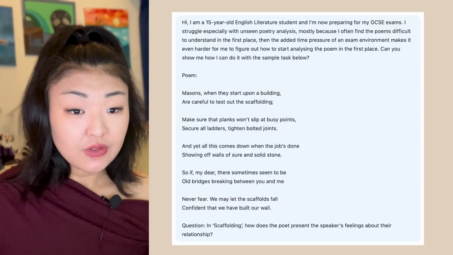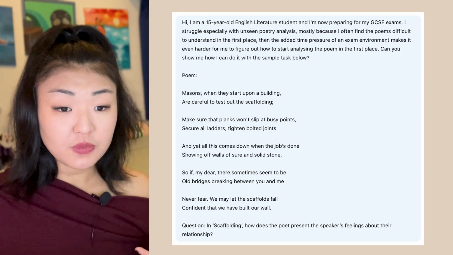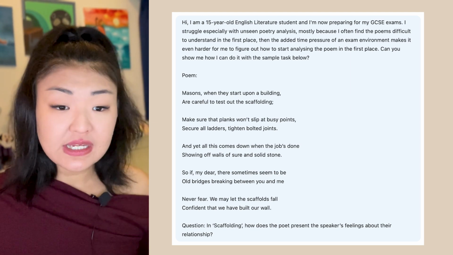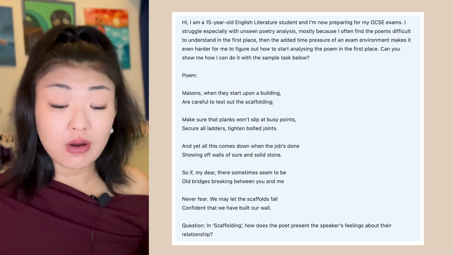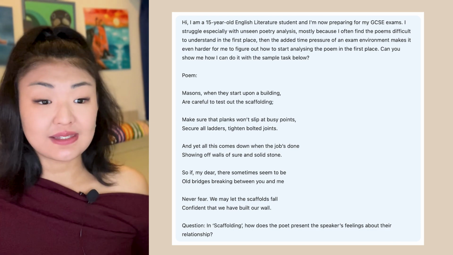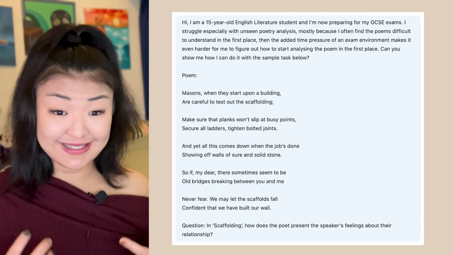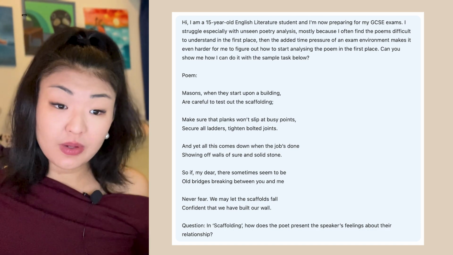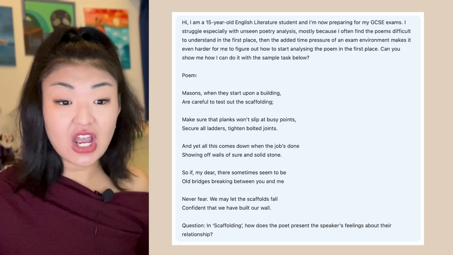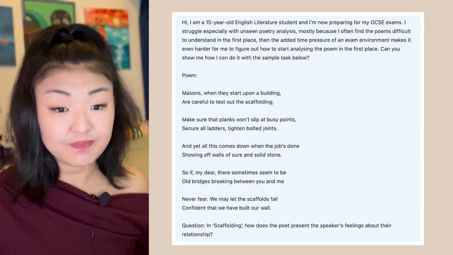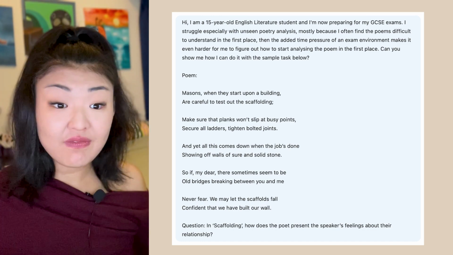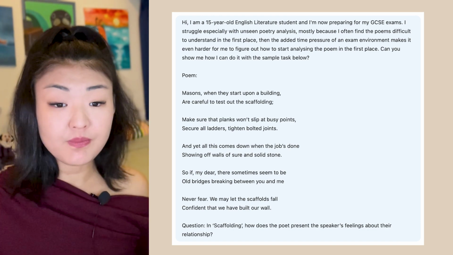Okay, so you notice that I've started my prompt by giving the AI some context, right? So I say, hi, I'm a 15-year-old English Lit student and I'm now preparing for my GCSE exams. I struggle especially with unseen poetry analysis, mostly because I find the poems difficult to understand in the first place, and then the added time pressure of an exam environment makes it even harder for me to figure out how to start analysing the poem in the first place. Can you show me how I can do it with the sample task below? And then I give the AI that unseen poem from the exam paper.